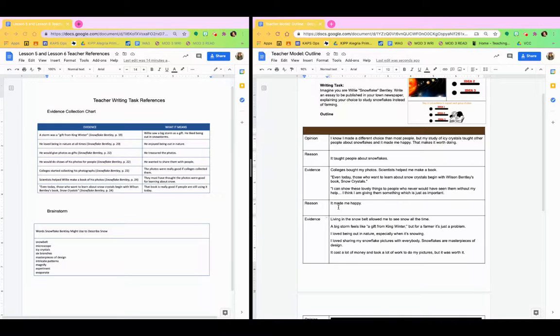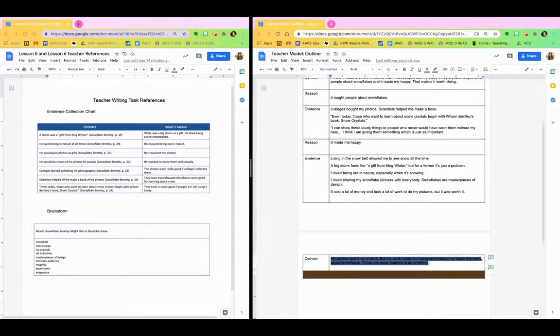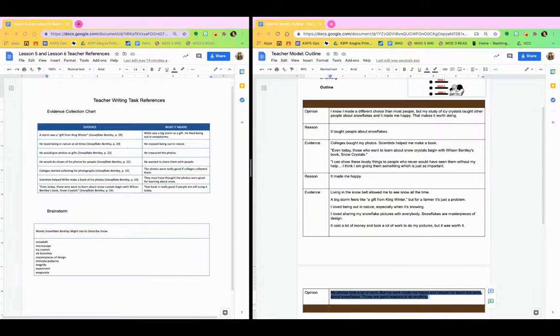So I have my reason along with my evidence. I have my second reason along with my evidence. Now, finally, I need to write my opinion again. I should try to say it in slightly different words. If I can't think of anything right now, I can just rewrite my first opinion statement again. So if ever you get stuck, all you need to do is just rewrite your opinion to go into your conclusion. But here is my conclusion for my outline.